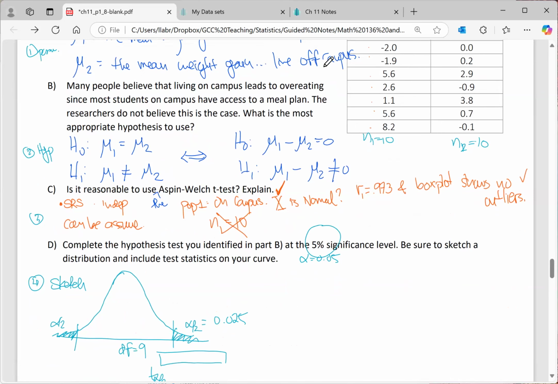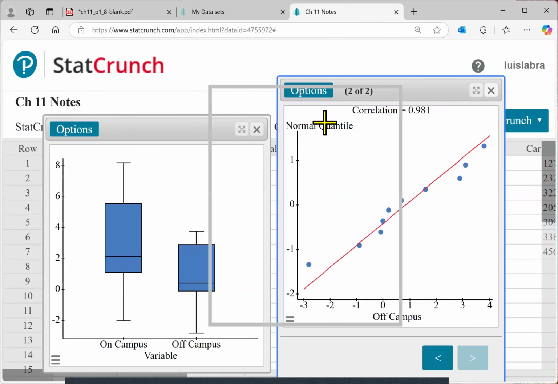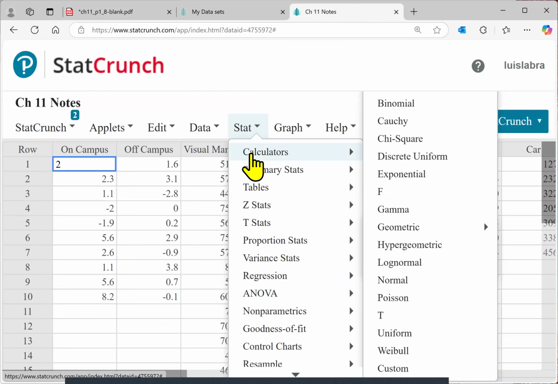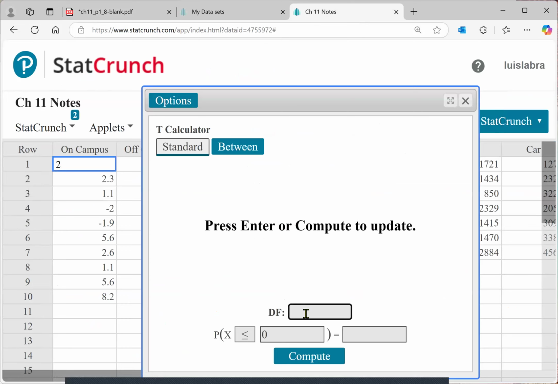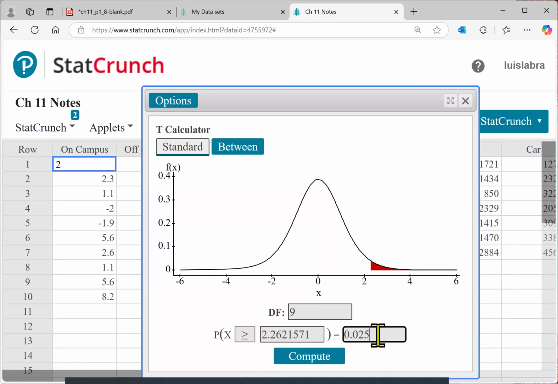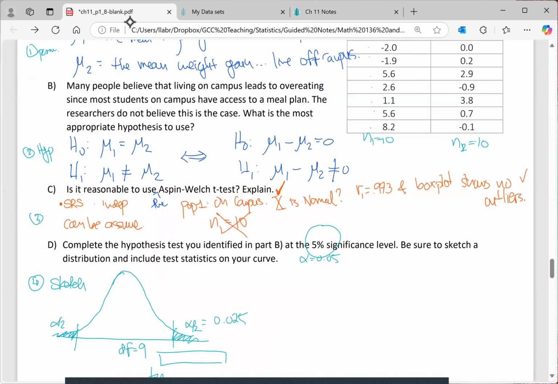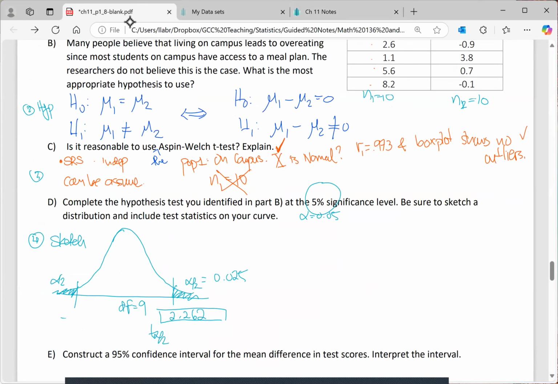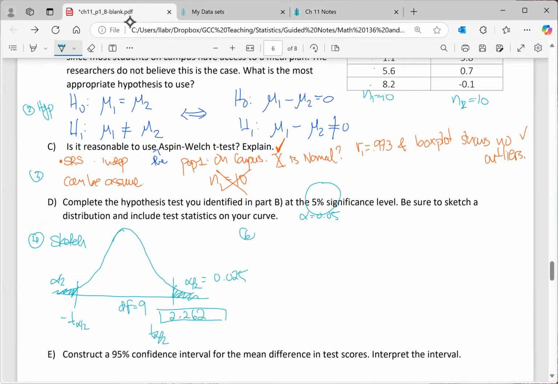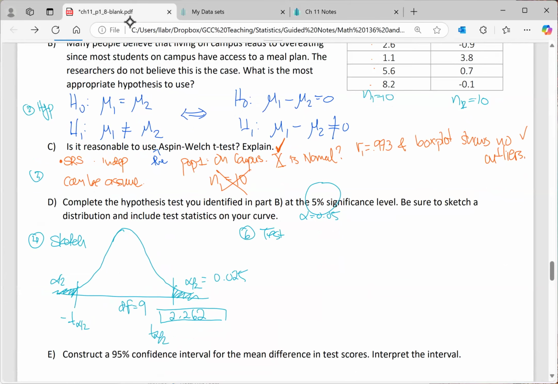So to get our T statistic, we're going to go to StatCrunch. Go to Stats, Calc, because we have the distribution, and then go to T. Degrees of freedom is 9. Trying to find the right tail where the area is 0.025. So that's 2.262. All right, so there's our sketch. On the left-hand side, we get the negative of that. All right, and now that I have my sketch, I can go ahead and find the test statistics.